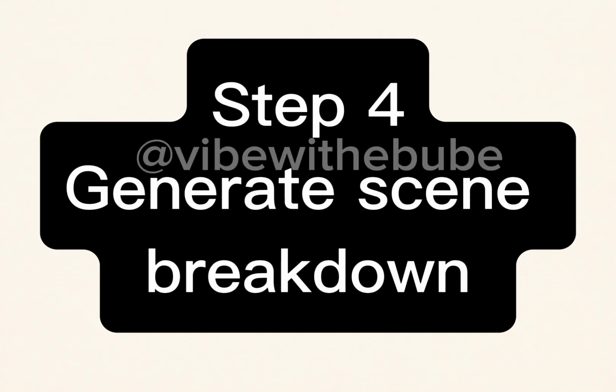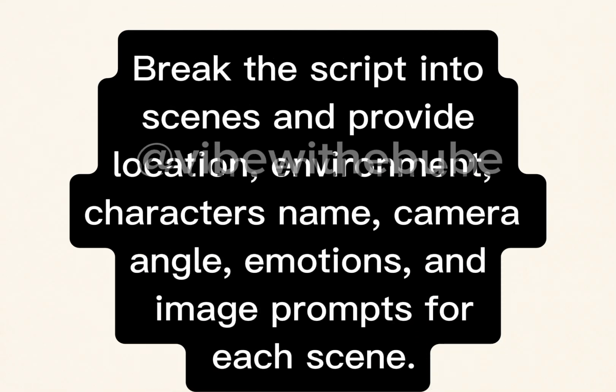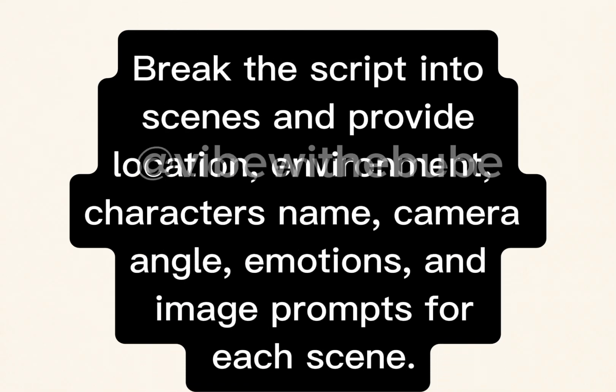Now for our stage 4, we are to generate our scene breakdown. Okay, now this is exactly what you type. After you are done with your character sheet, this is exactly what you type under it. Okay, break the script into scenes and provide location, environment, character's name, camera angle, emotions, and image prompt of each scene. Do you understand? Under your character sheet, this is exactly what you type. When I say character sheet, it is under our step 3. Okay, now when you type it, you go ahead to send it.